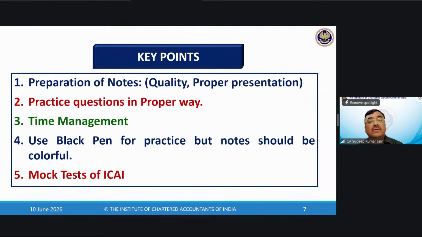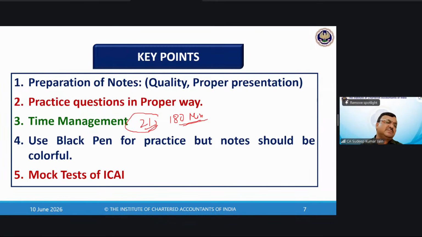No. Practice questions in the proper way by writing. In writing, you have to take the practice. Time management: you have to answer in 3 hours. So whenever you solve questions, see, now there were 21 questions, and you have to attempt 5 questions, and you have 180 minutes. Divide the time accordingly.